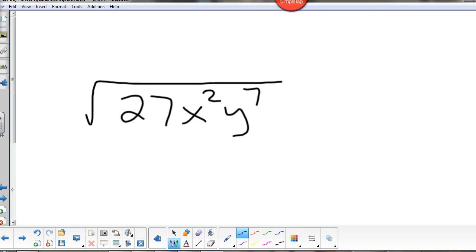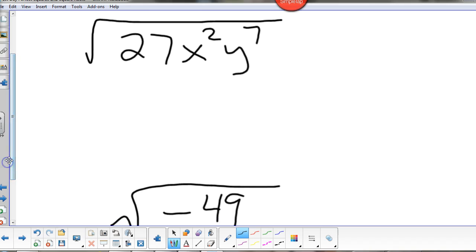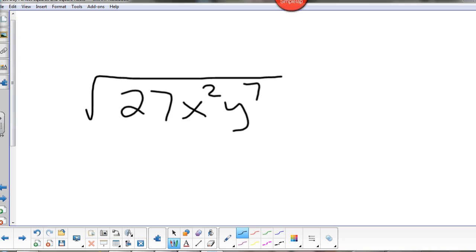All right. See if you can do these two. I've got 2 problems here. Now let's start with the one up top. Now, I can square root x squared, even though I can't do 27 or y to the seventh. But I caution you on trying to do that. Don't do it in pieces. In other words, I can't square root the whole thing, so I'm going to break up what I can.